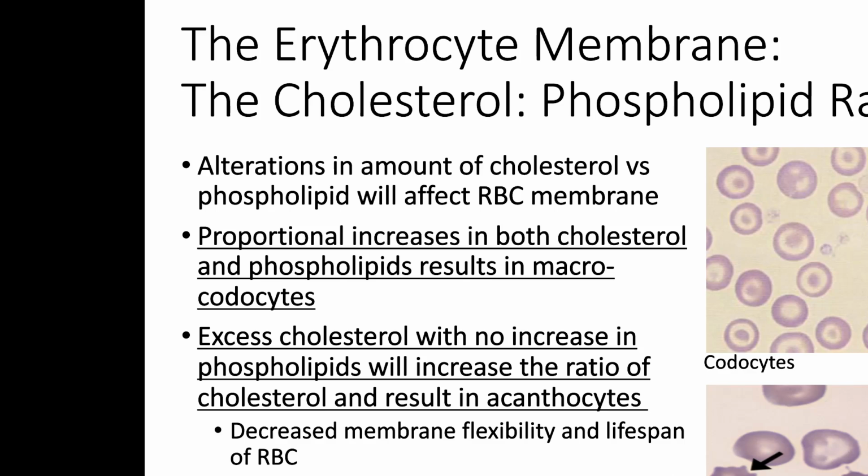Codocytes, by the way, thanks to my students, codo meaning bell, and the reason that it's called that is that from the side it's supposed to look like a bell. I don't know how much you're supposed to see it, but hey, that's what they're called. If you have an excessive amount of cholesterol with no increase in phospholipids, then that will cause acanthocytes, which again, are not very fun looking. Acanthocytes meaning thorny, so you're going to get these thorn-like projections from it.